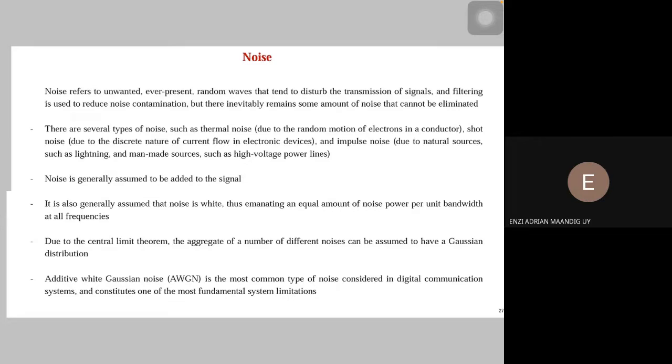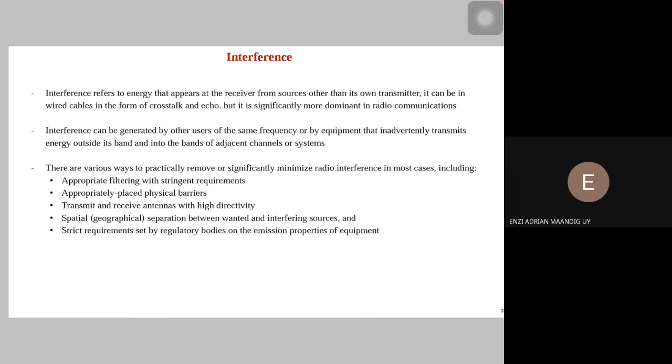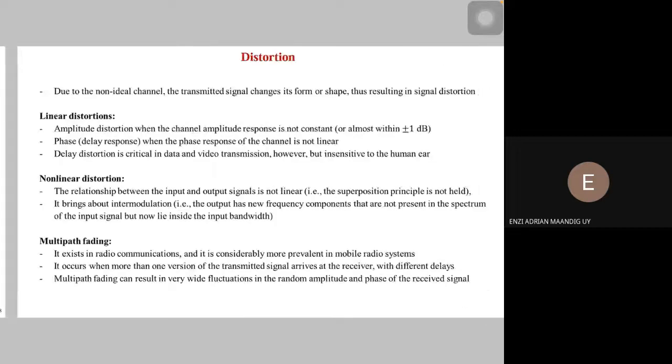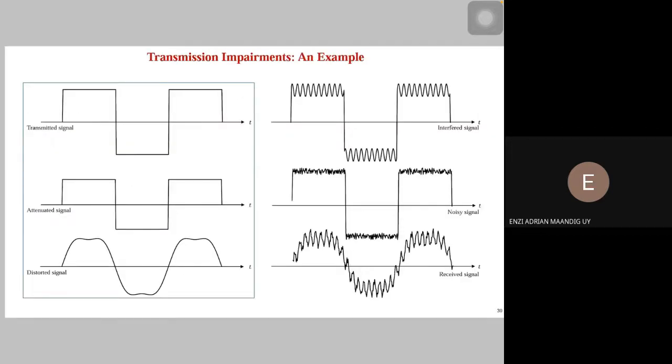Noise is always present, no? Interference is when there is another signal source, not necessarily noise but another signal, so it interferes with our signal. Distortion is the actual manipulation of the waveforms of our signal. Okay, so these are examples of transmission impairments that I just mentioned.